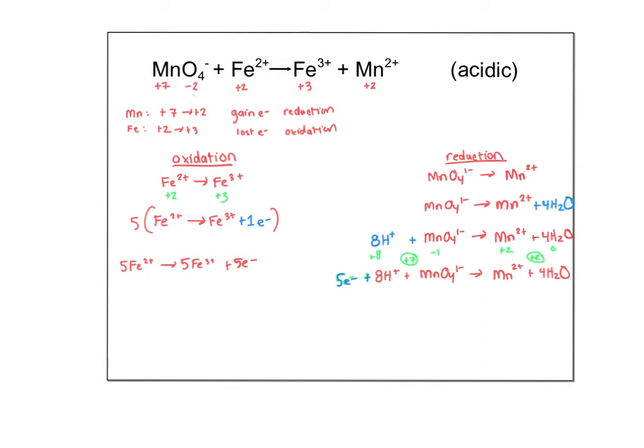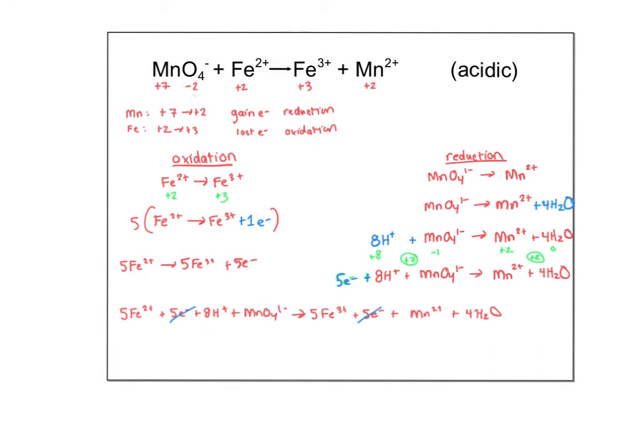All right, now let's combine these guys. So I have 5 Fe2 plus and 8 H pluses plus MnO4 1 minus makes 5 Fe3 plus plus Mn2 plus and 4 H2Os, with 5 electrons on each side. Now we're going to look for things that are the same and can be canceled on both sides. So that's 5 electrons, 5 electrons.